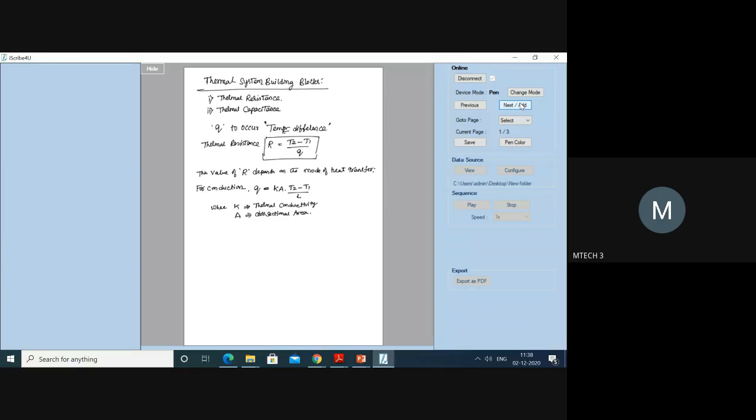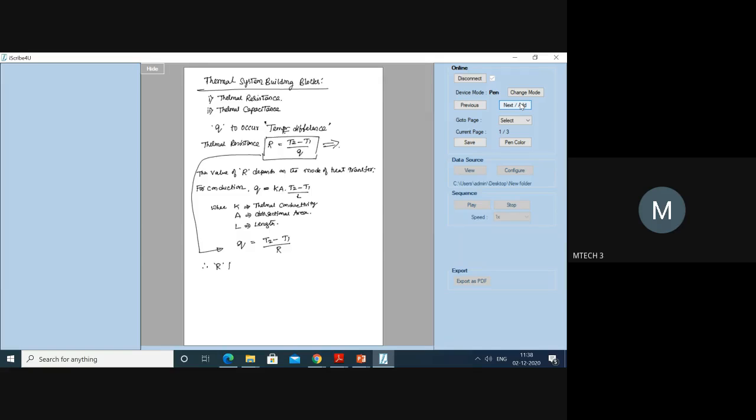L is the length. Now, what is the equation for Q? From this, what is the equation for Q? Q is equal to T2 minus T1 by R. Correct? Okay.